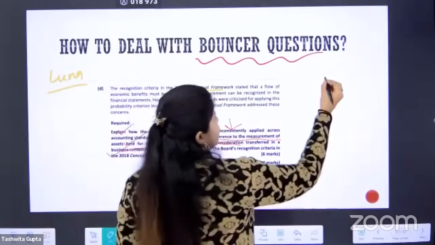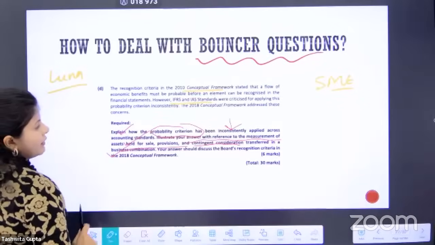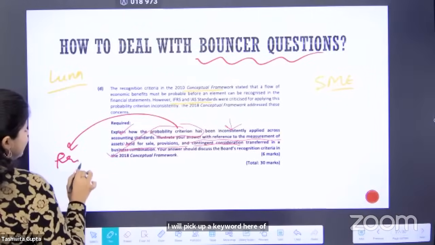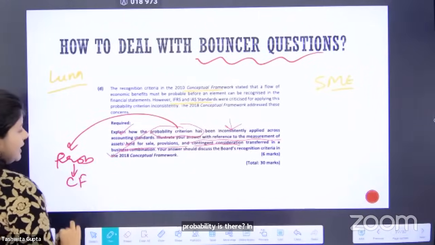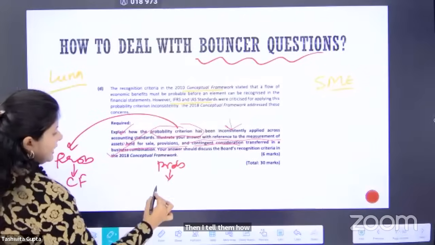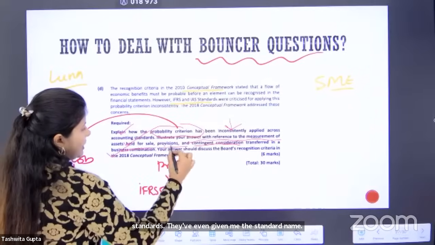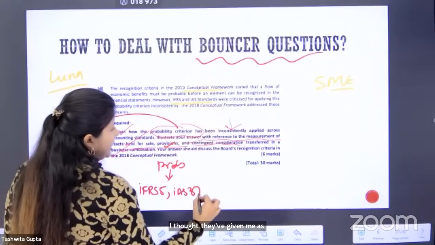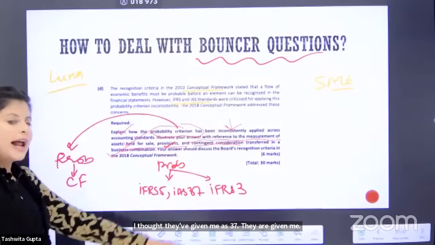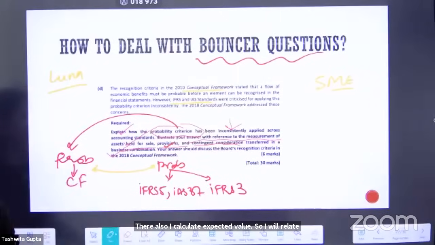Just like I explained to you in that SME one, you will pick up a keyword. So first I will pick up the keyword here, probability. How is probability there in the conceptual framework? I'll explain that. Then I'll tell them how probability is there in various standards. They've even given me the standard names: IFRS 5, IS 37. They've given me contingent consideration in IFRS 3, business combination. There also I calculate expected value. So I will relate these two things now. I'll build a bridge between them.